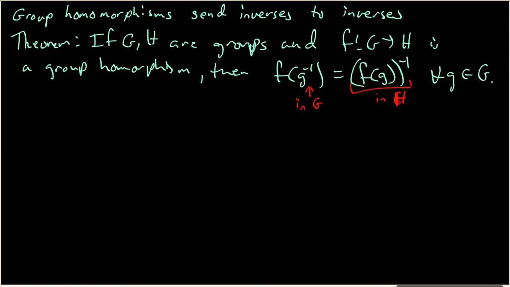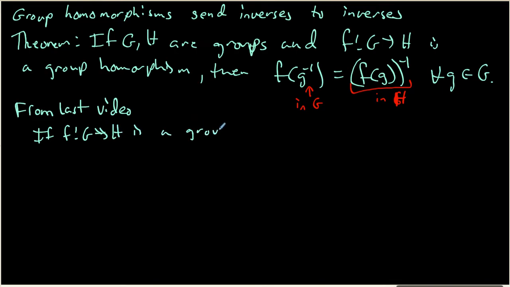So the thing that we want to do here is start off with remembering one thing from the last video. From the last video, we saw that if f takes G into H is a group homomorphism, then f of the group identity in G is the group identity in H. And we're going to need that particular result to prove our main theorem.